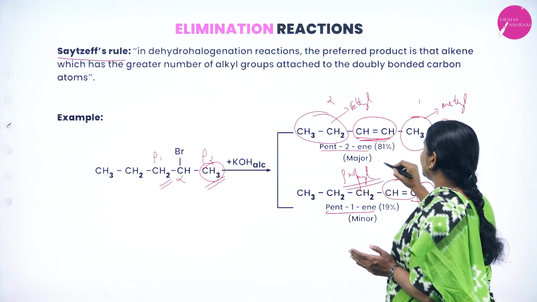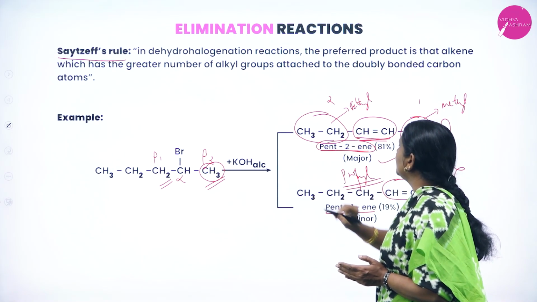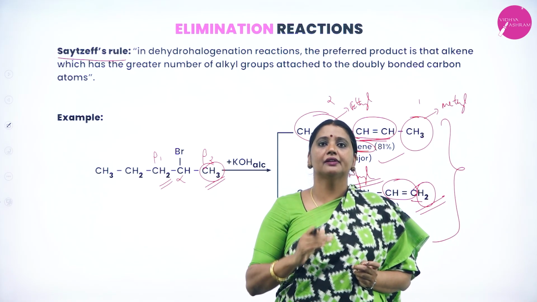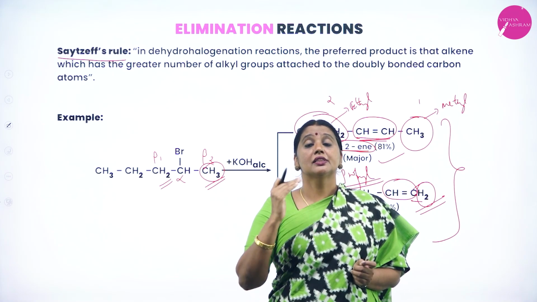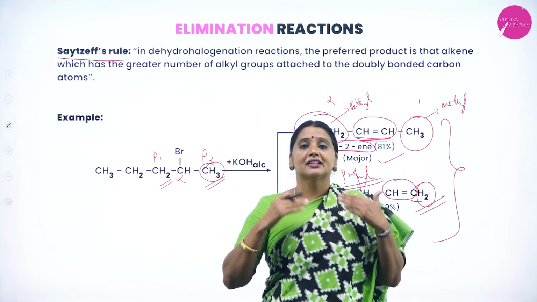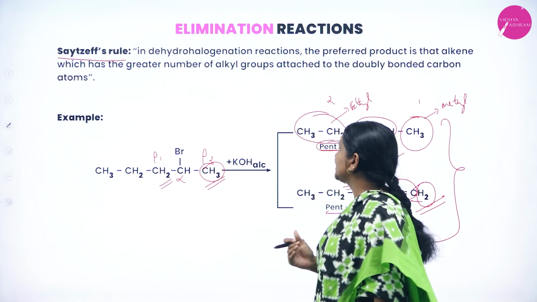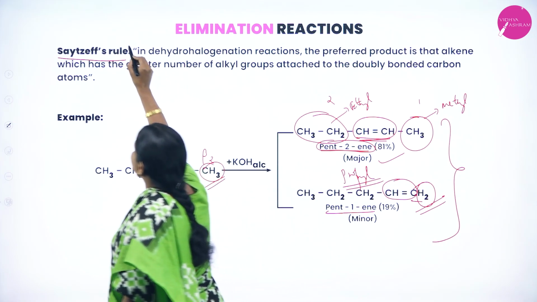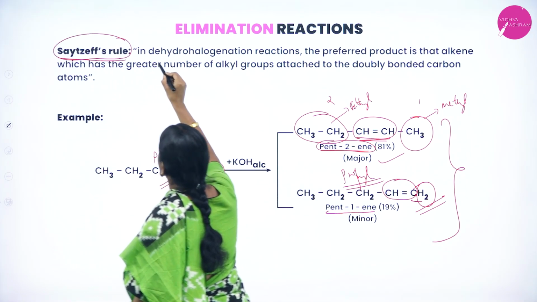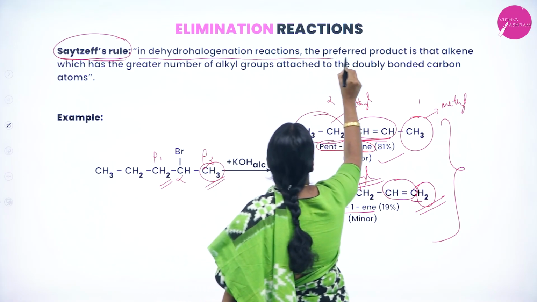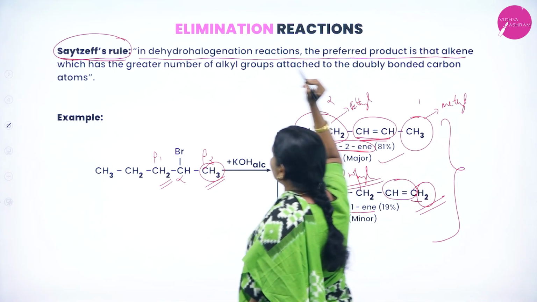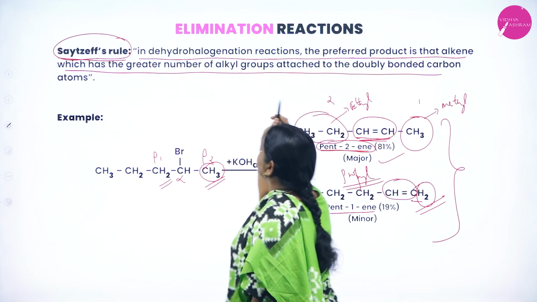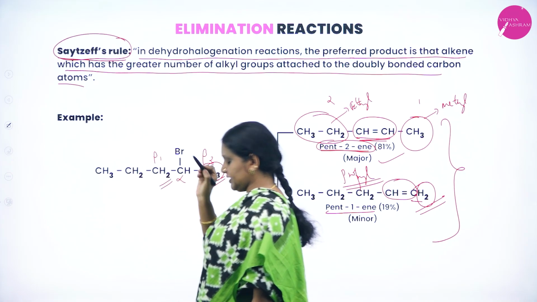Which is the major product here? Pent-2-ene. Therefore, during dehydrohalogenation, if two alkenes can form, the major product is the one that contains more alkyl groups attached to the double bonded carbon atom. This rule is called Saytzeff rule. What's the statement of Saytzeff rule? In dehydrohalogenation reaction, the preferred product is that alkene which has the greatest number of alkyl groups attached to the doubly bonded carbon atom.